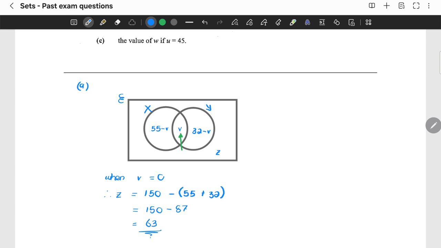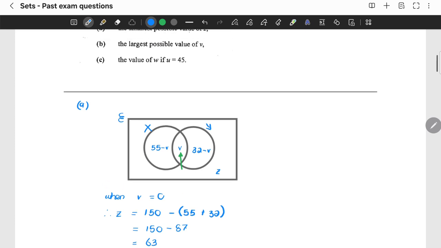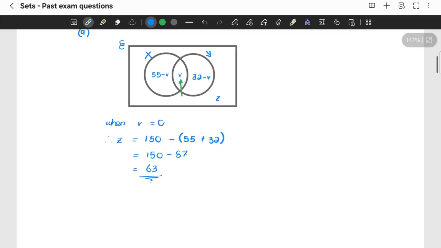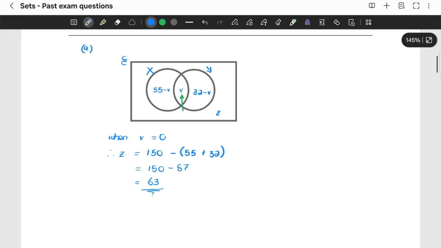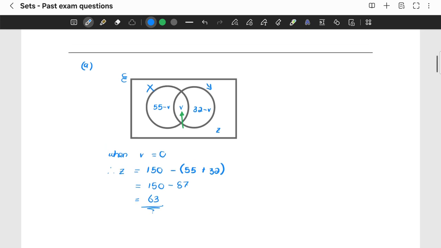Because all we're saying is, if a number is already in x and y, it goes into v, which means that we would otherwise minimize the number of elements that go to z. As long as there is no overlap between x and y, there are fewer numbers that are going to go to z. So that's why the smallest number is when the intersection of x and y is the smallest, which is v equal to 0.